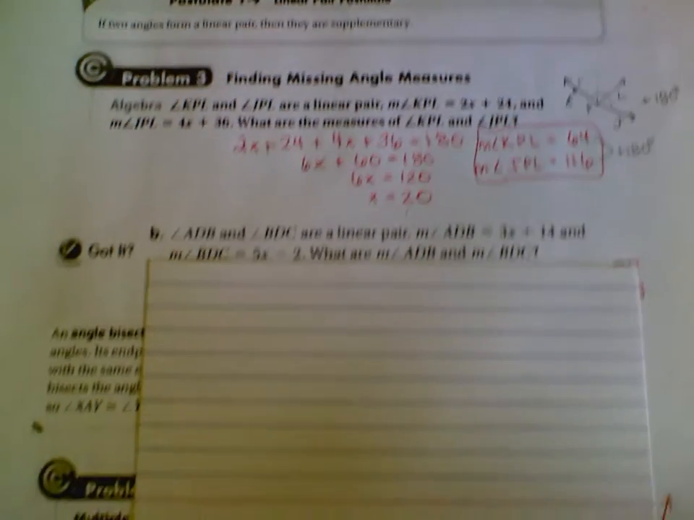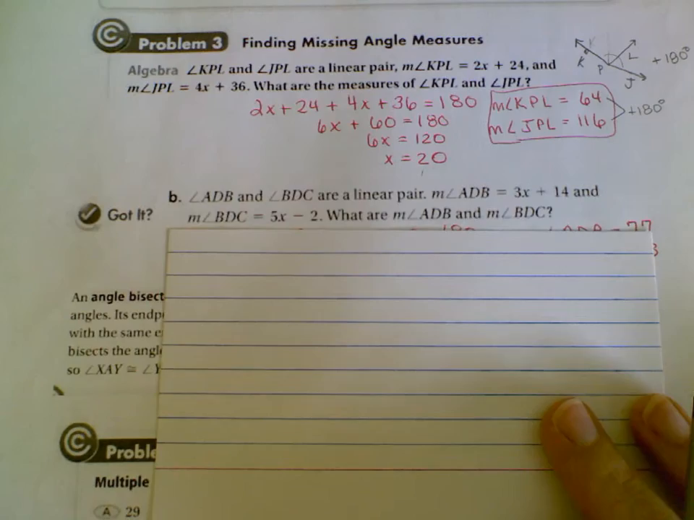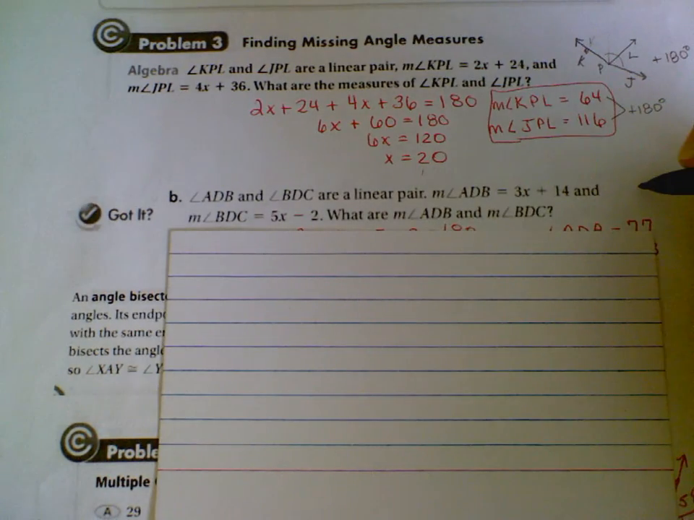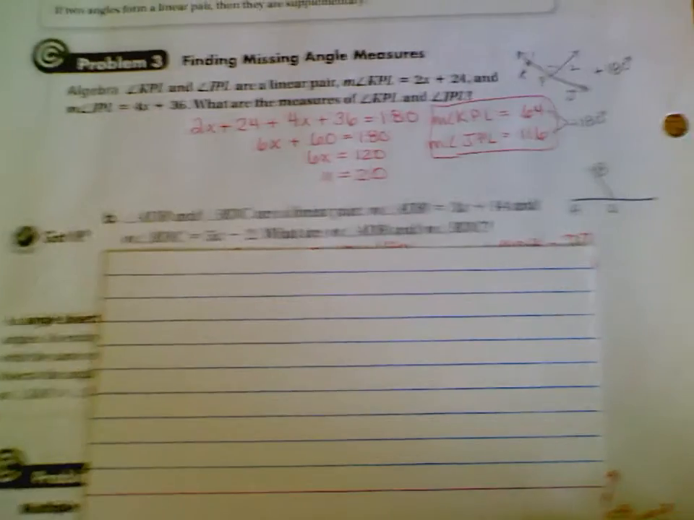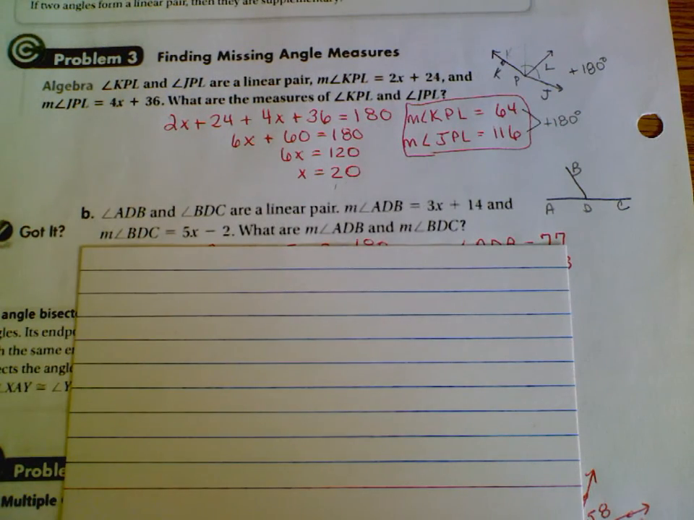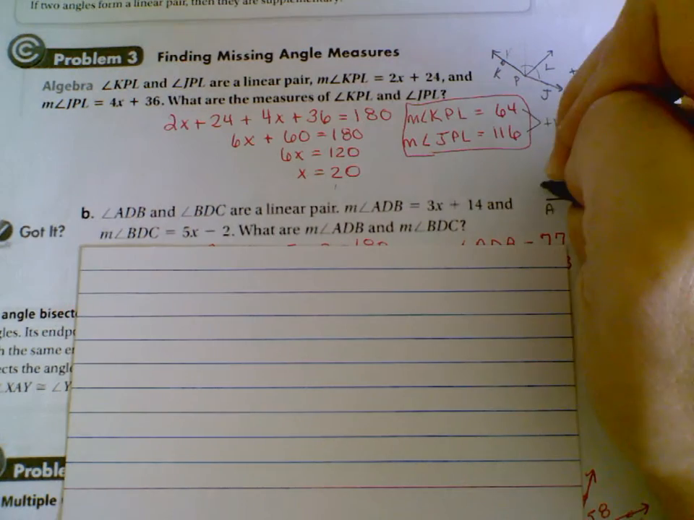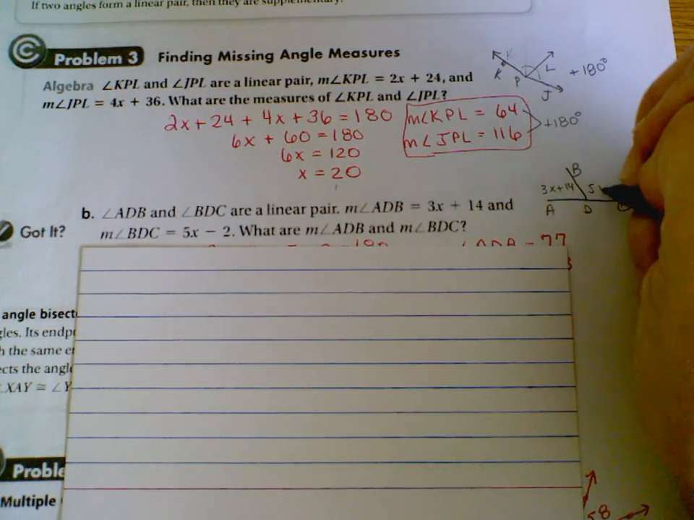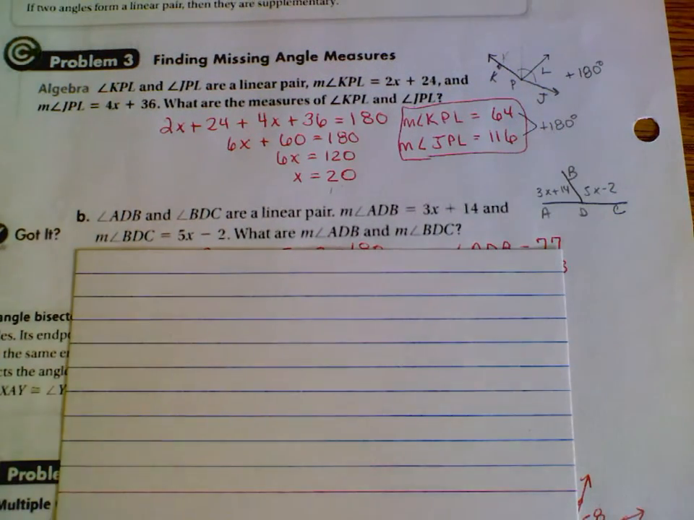On the last one, again, it's a linear pair. So I would draw my angle. So I have A, D, and B. And then I have B, D, and C. So that could be your diagram if you needed it. A, D, and B is the 3x plus 14. And then the other one is the 5x minus 2. They want you to find those angles.